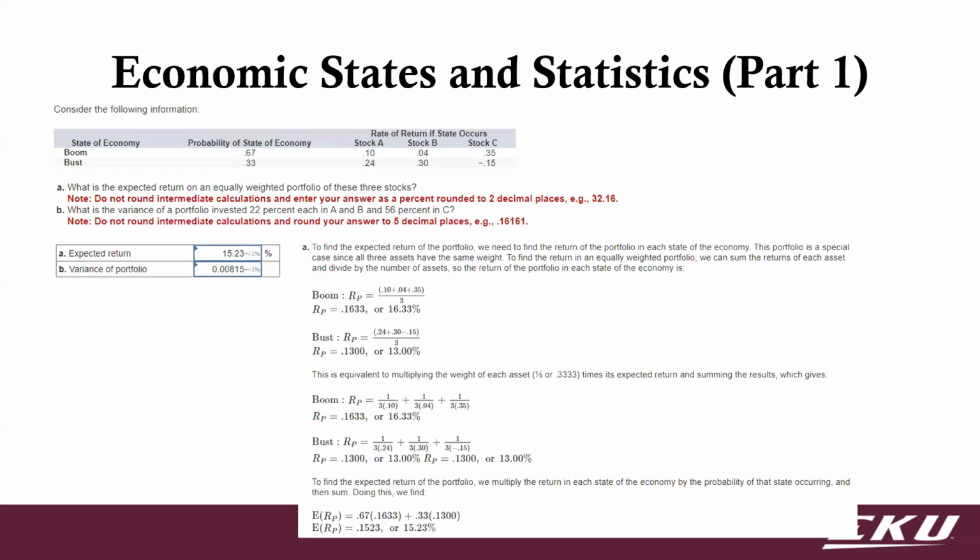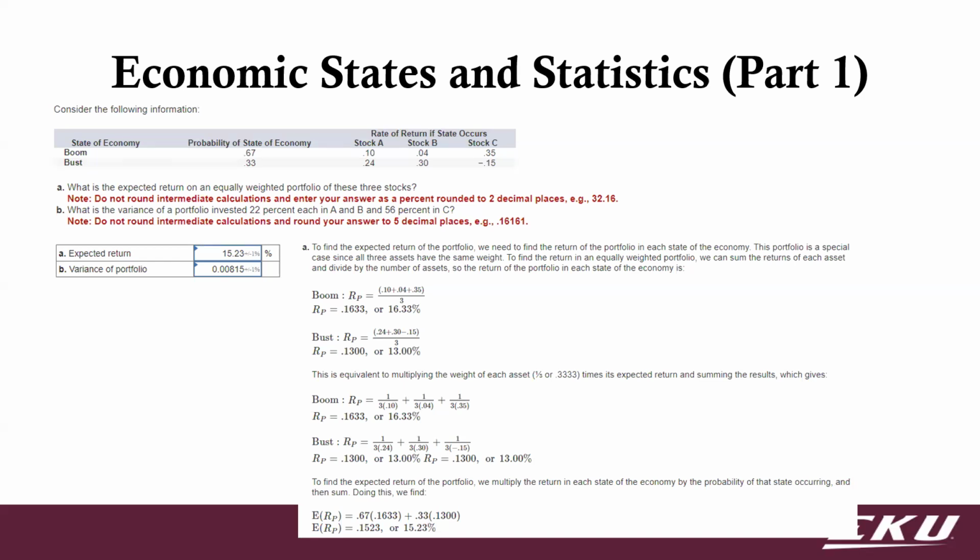Okay, so this one, like I said, is going to be a little more complex. We have two different states of the economy with their own probabilities of occurring. And then we have 3 different stocks that make that up, A, B, and C. In part A, we're asked what's the expected return on an equally weighted portfolio? So we're going to have 1/3 of our investment in each of those. Part B is a bit more complicated because it says, what if it was 22% in A and 22% in B and then 56% in C? And then we're going to calculate what that variance would be.